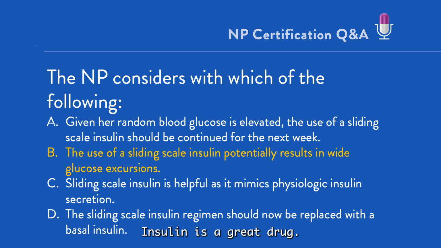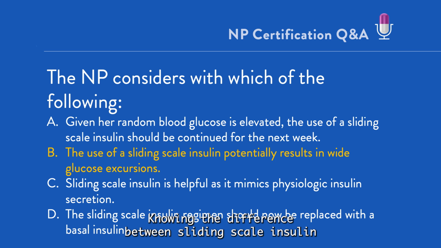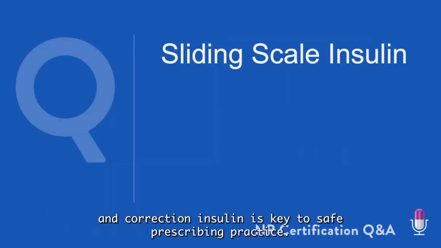Key takeaway. Insulin is a great drug. It is literally a life-saving drug. Knowing the differences between sliding scale insulin and correction insulin is key to safe prescribing practice.